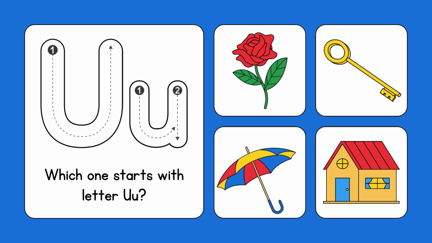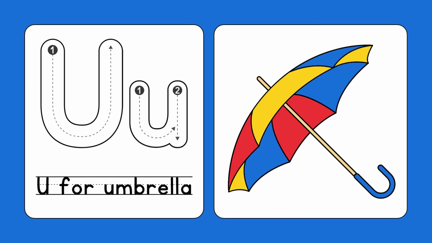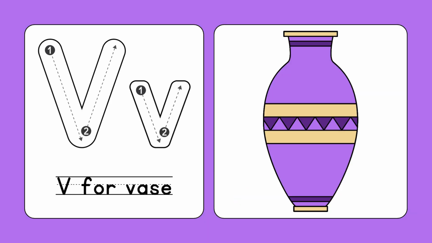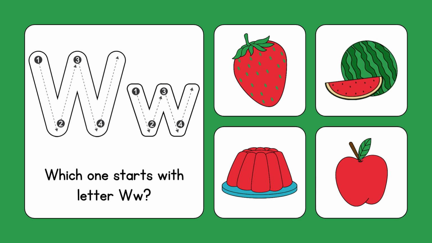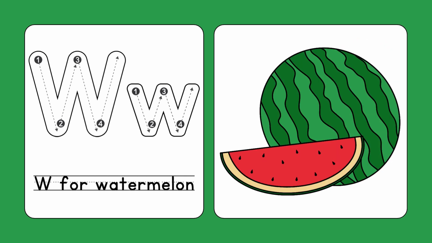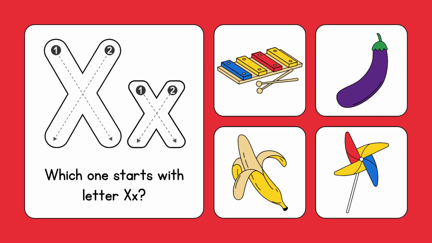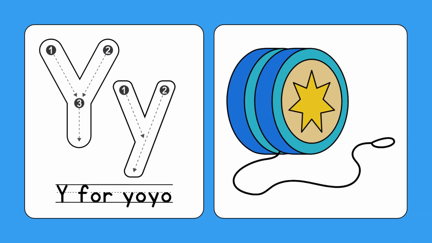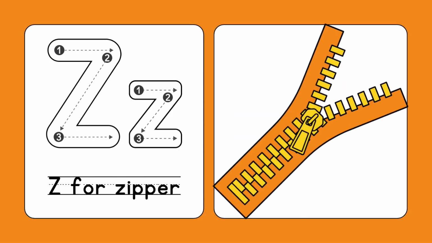Which one starts with letter U? U for umbrella. Which one starts with letter V? V for vase. Which one starts with letter W? W for watermelon. Which one starts with letter X? X for xylophone. Y for yo-yo. Z for zip.